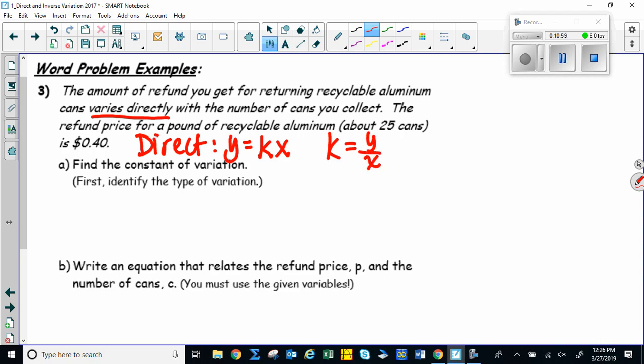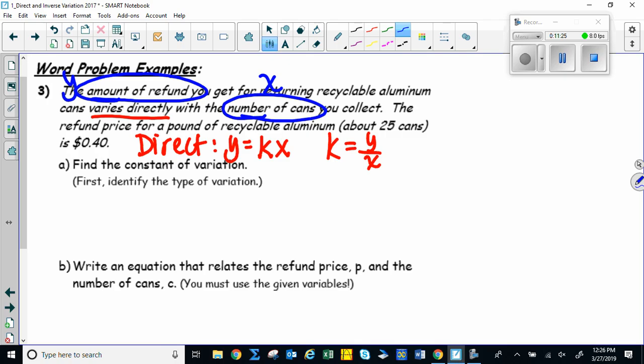So it varies directly. So what's in front of the words vary directly? I've got here the amount of the refund. So this is my y value. Varies directly with the number of cans. Y varies with x. So I've identified my two variables. So now I need one ordered pair. I need one x, y value that goes together.